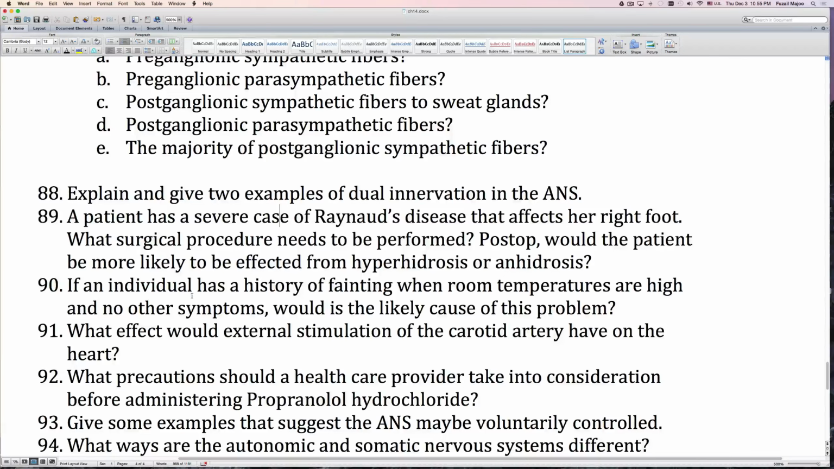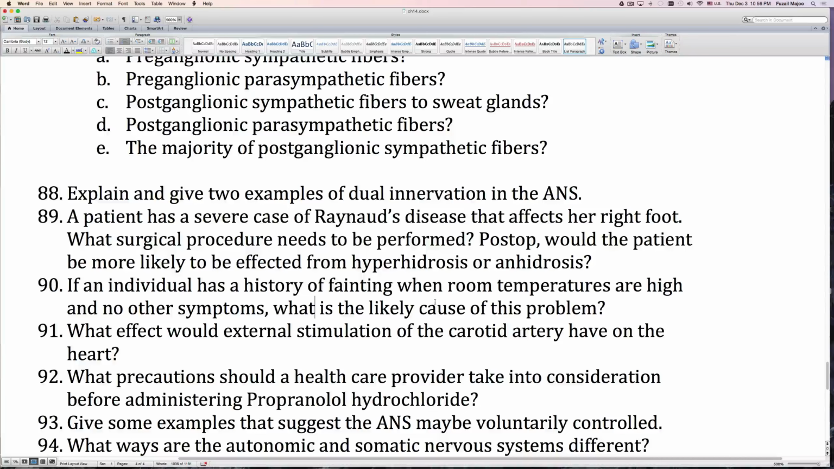If an individual has a history of fainting when room temperatures are high and they have no other symptoms, what is the likely cause of this problem?